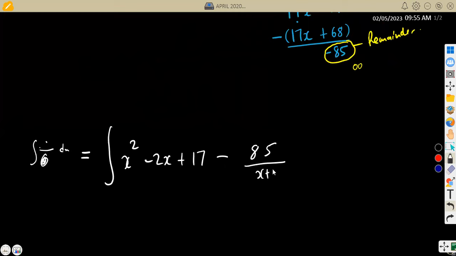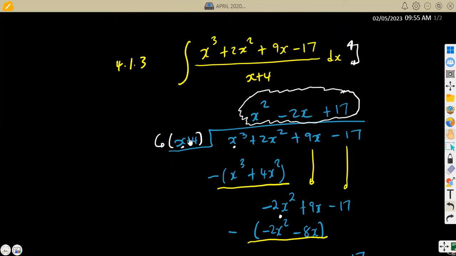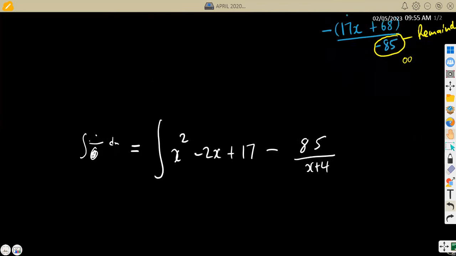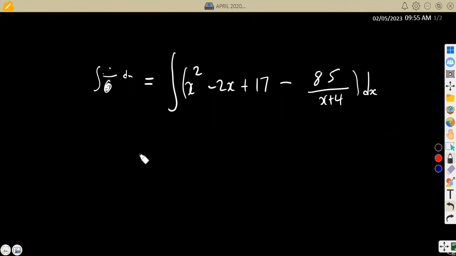So remember that we were dividing by x plus 4. So that's the term that you're going to use here, x plus 4. This is the equivalent that you're going to have from the whole of that integral that we had. It's equivalent to this integral. If it is equivalent to this integral, it's an advantage. Why? Because it's easier for us to integrate this type of expression.